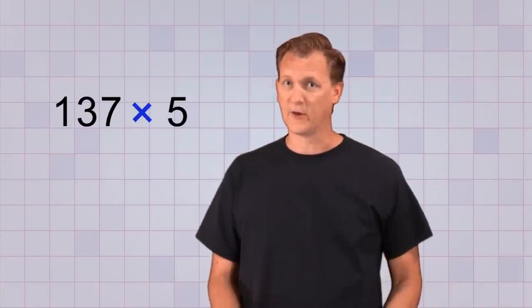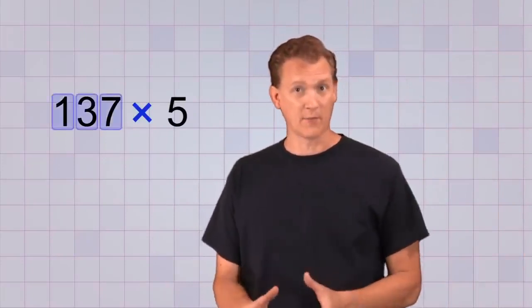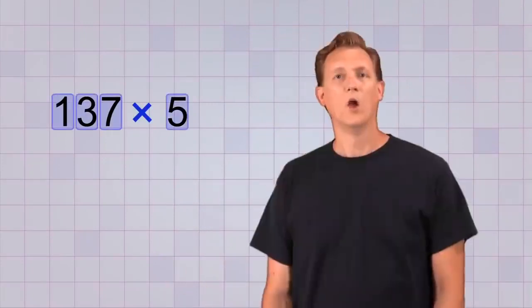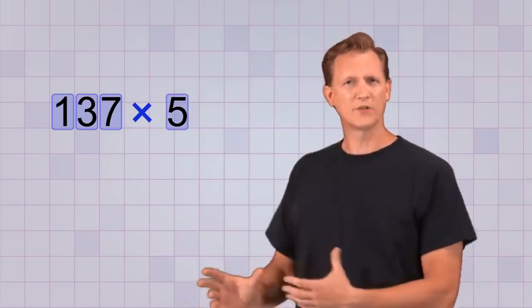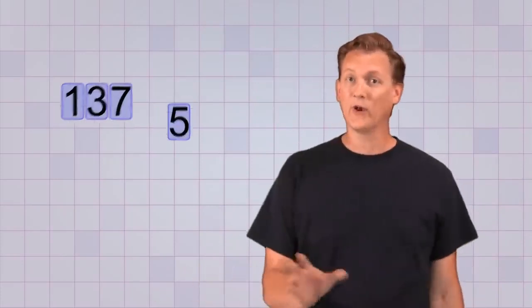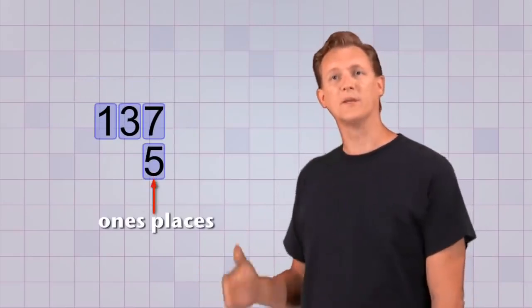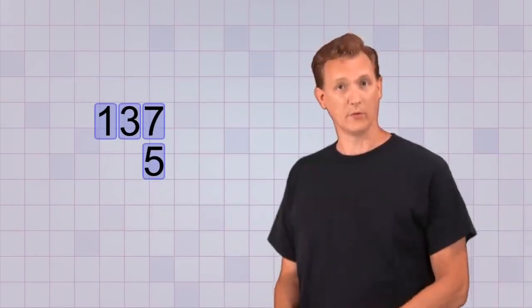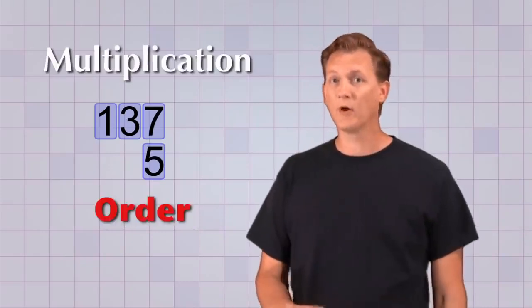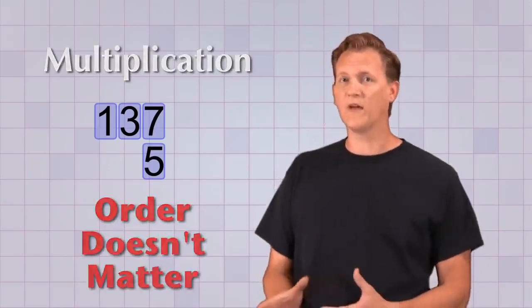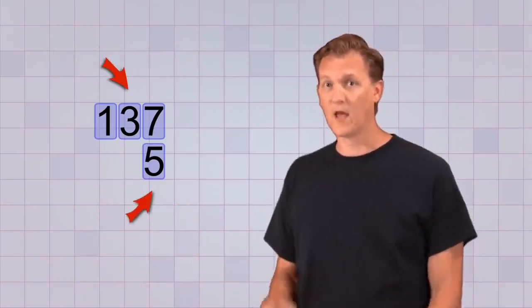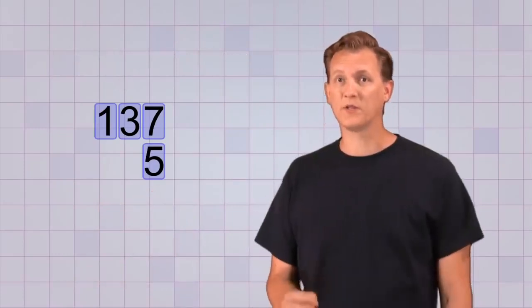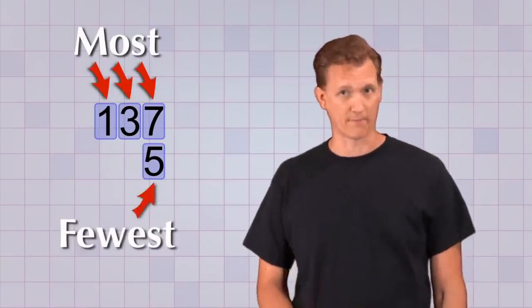Let's try 137 times 5. Now as you can see, this is a 3-digit number times a 1-digit number. When you're given a problem like this, where the numbers are written side by side, you need to rewrite it in stacked form, with the ones places lined up the way we did with addition and subtraction. Now you might remember with multiplication that the order of the problem doesn't matter, so we could put whichever number we want on the top or the bottom. But it's always best to put the number with the most digits on the top and the one with the fewest digits on the bottom.